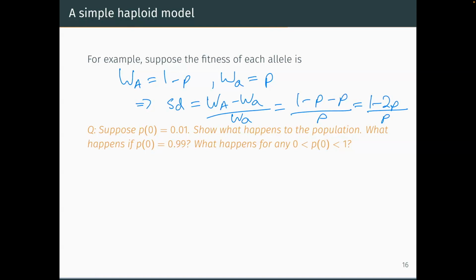So here we've got two possible initial conditions. Suppose our initial value of P, so our initial frequency of the capital A allele, is 1% or 0.01 as a proportion. Show what happens to the population. Likewise, what happens if our initial value of P is 0.99, so 99% of the individuals have capital A allele. And in general, what happens for any initial value of P between 0 and 1? So have a go at that. Work out what happens to P in the long term.